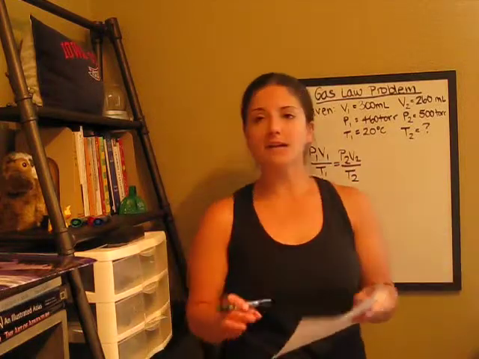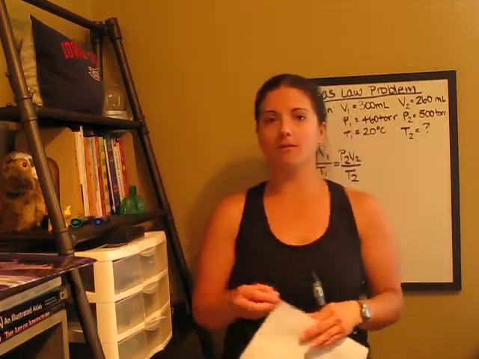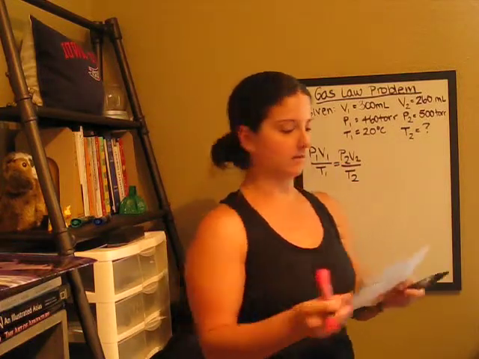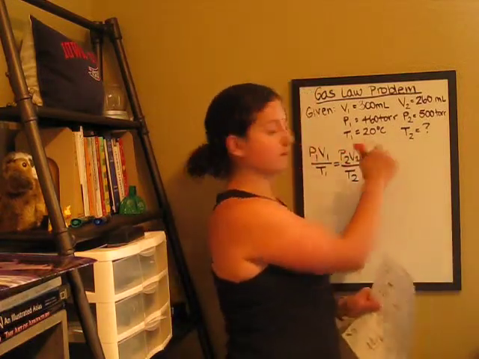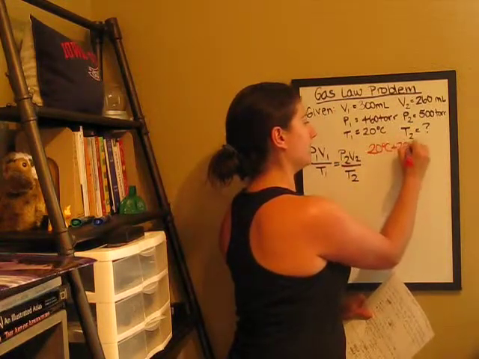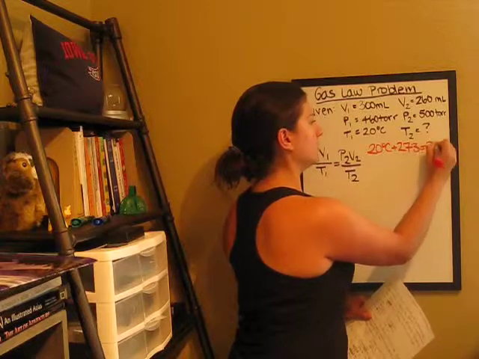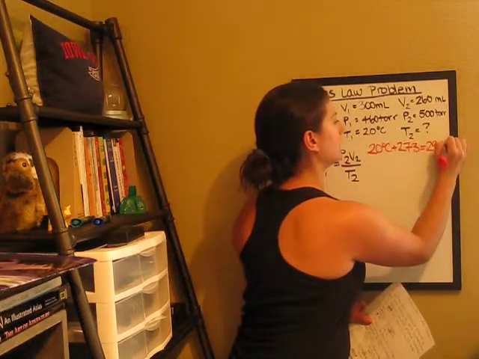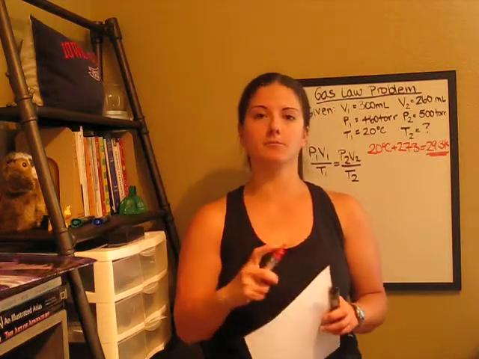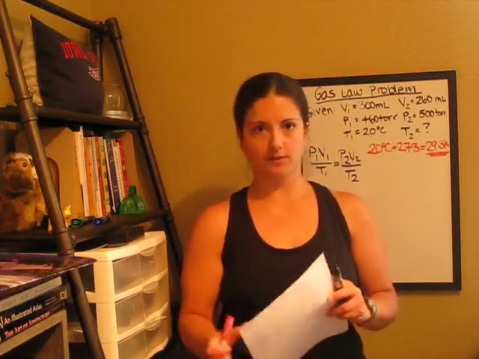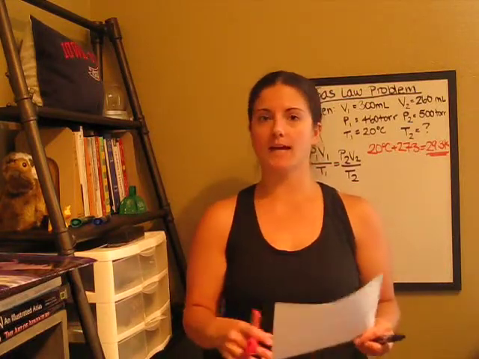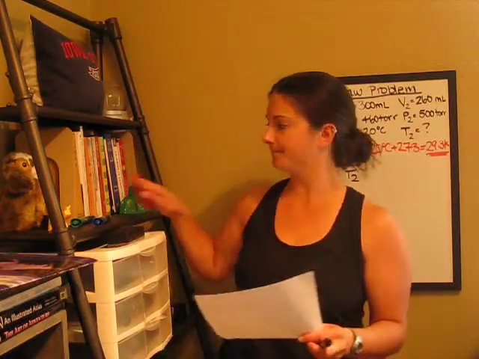So the very first step in all of these gas problems is you must convert your temperature to Kelvin. So in this case, we're going to convert this 20 degrees C plus 273 is 293 Kelvin. If you don't have your temperatures in Kelvins, you are going to get the wrong answer, and I will take points off for it. So convert, because I've said this multiple times, convert temperatures to Kelvin.